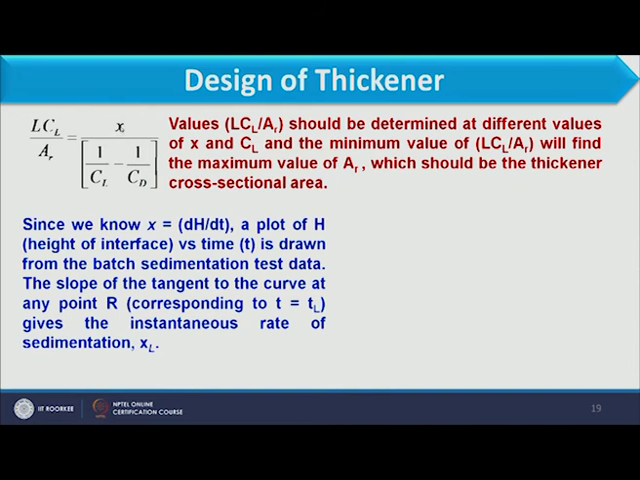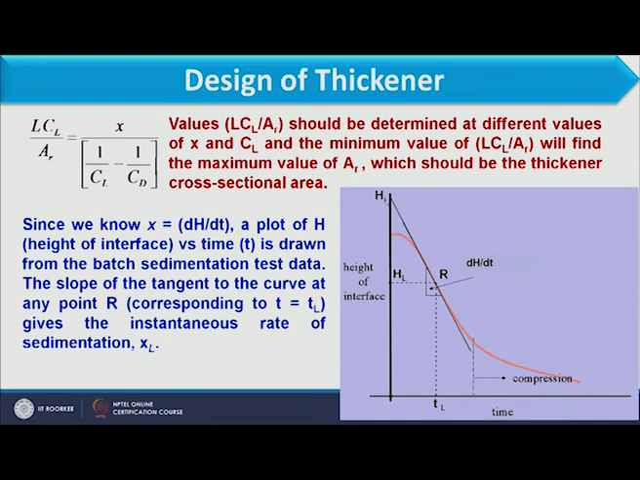First is the variation of x and second is the variation of Cl, because the layer will be moving from upper to bottom. So the concentration of the layer, Cl, will keep on changing. However, the concentration of underflow will be constant. So only two variables, x as well as Cl. Now how will I find the value of x? That is nothing but the sedimentation velocity. To calculate this x value, we have to use the batch sedimentation test data.